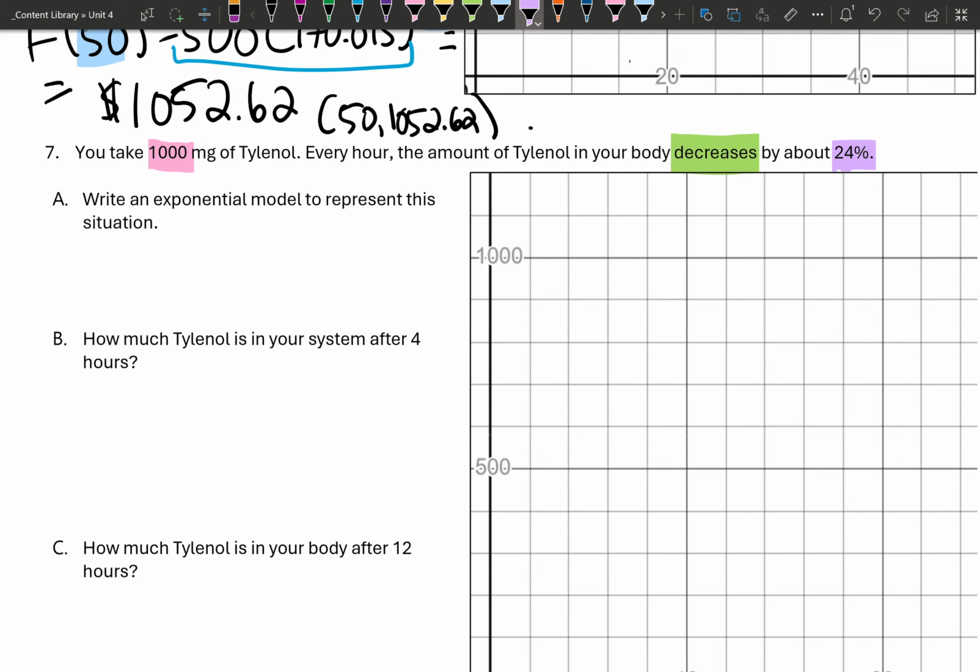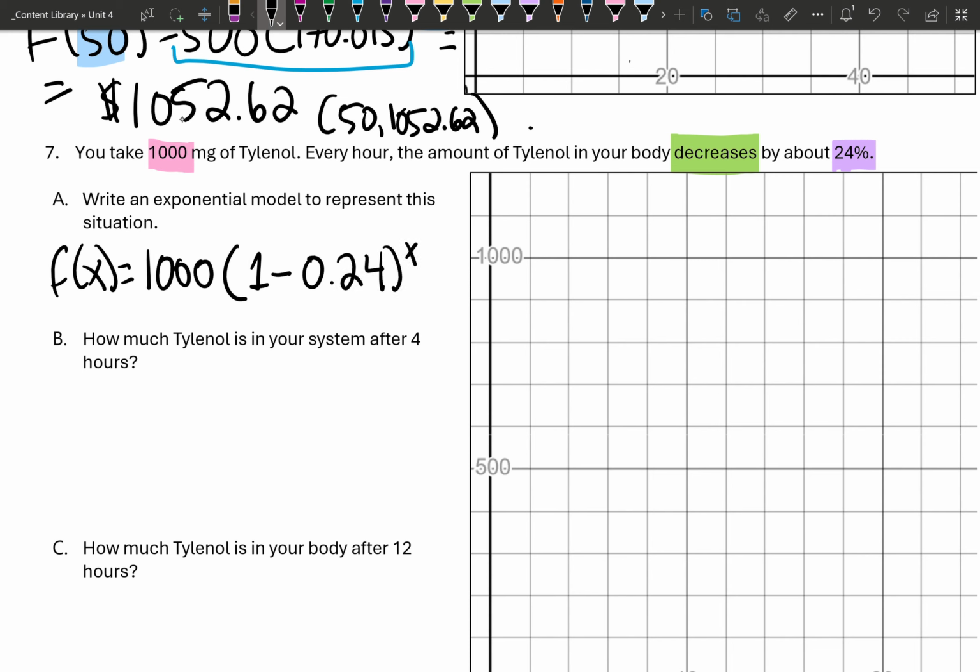This is how dosages are figured out, right? This is how doctors know how much to prescribe you and how often to give you. Alright, let's write our function. 1,000 times 1 minus, because decreasing, 0.24. And of course we do have our starting point. Decreasing. Whoops, wrong color. Alright, let's see how much Tylenol will be in our system after 4 hours. So let's plug 4 into our function.